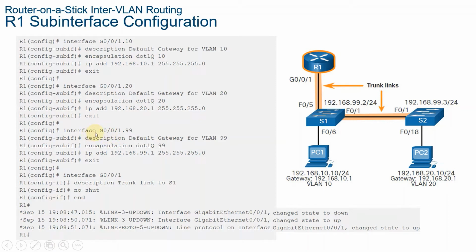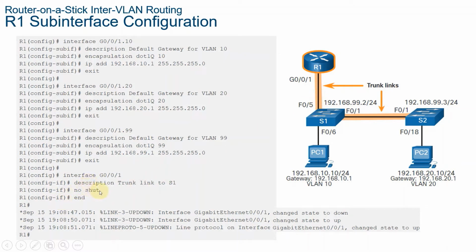That would be interface G0/0/1.99. Encapsulation dot1q, VLAN number, which is 99. IP address 192.168.99.1, 255.255.255.0. Next would be to go to the G0/0/1 interface.